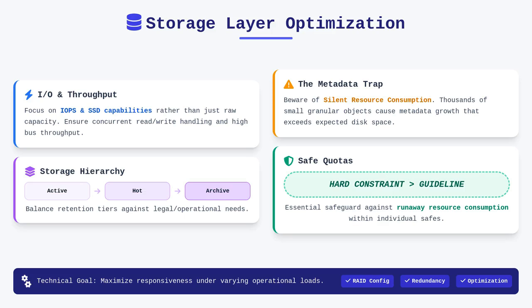You should treat safe quotas as a hard constraint rather than a loose guideline, as they act as a safeguard against runaway resource consumption within individual safes. Furthermore, your storage layout must be designed with both performance and redundancy in mind, ensuring that the I/O path is not restricted by inadequate bus throughput or improper RAID configurations. Audit retention strategies must be balanced against available storage tiers, choosing appropriate levels for active, hot, and archive data based on the legal and operational requirements of your organization. This is a technical exercise in optimization that ensures the vault remains responsive under varying loads.